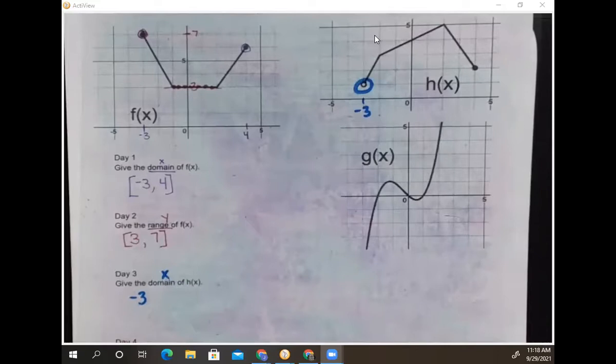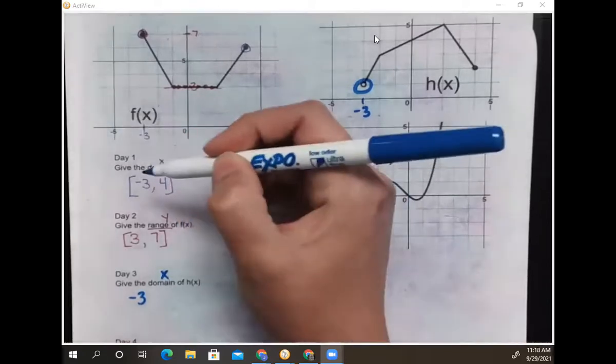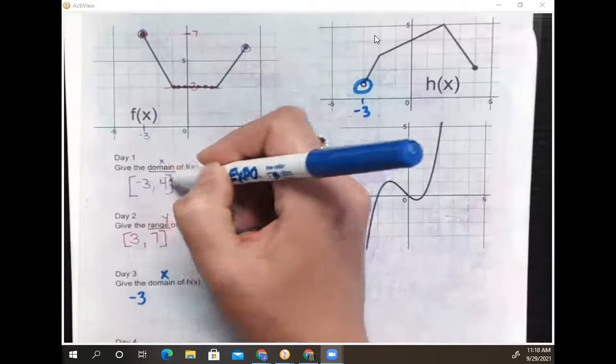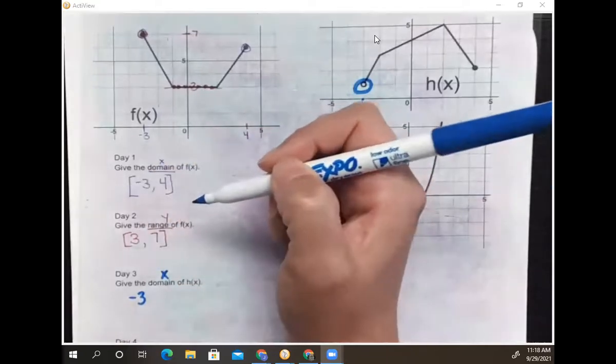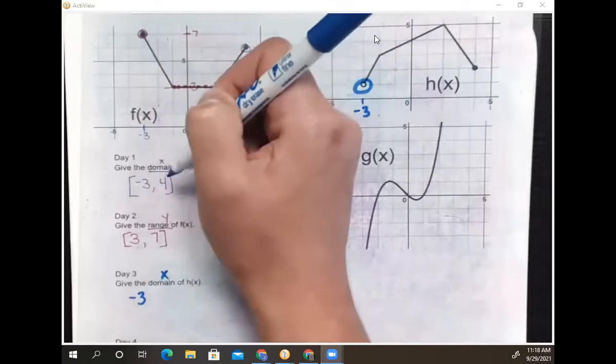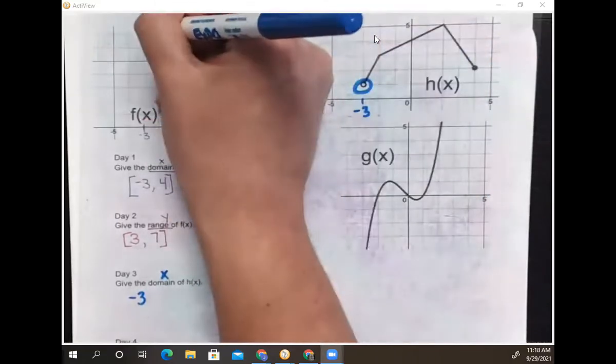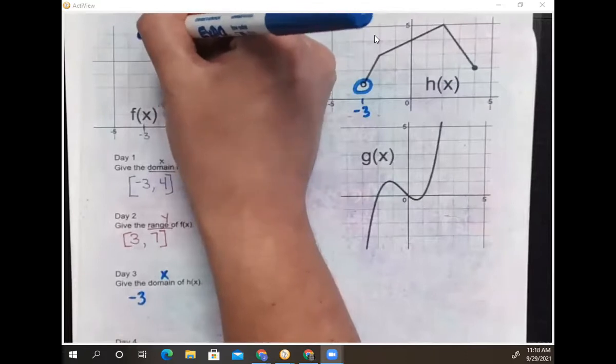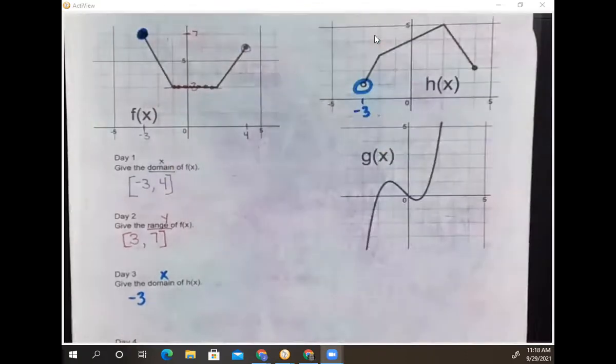Okay. As we're sort of thinking about the answer to that question, I want you to think about why we use brackets for the domain in f of x. So we started at -3 for our x values in f of x, and we said this was a bracket because my filled in circle here meant I had a point there. That point was part of my graph, okay?